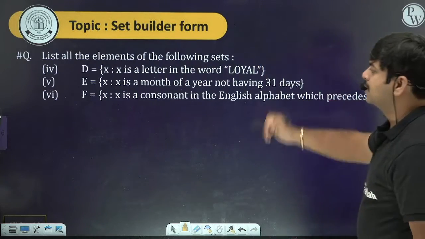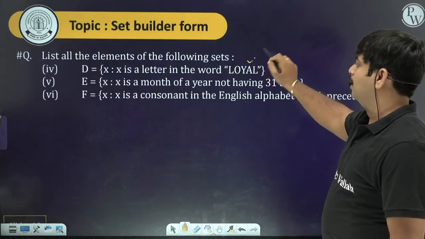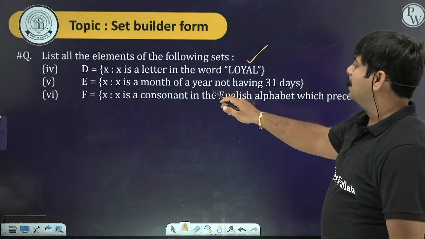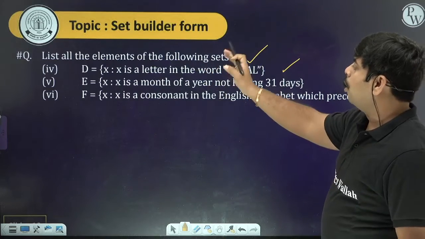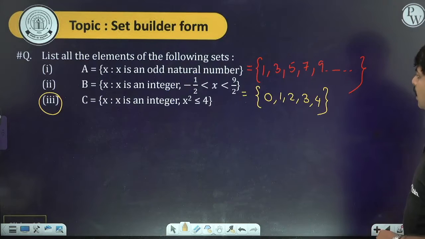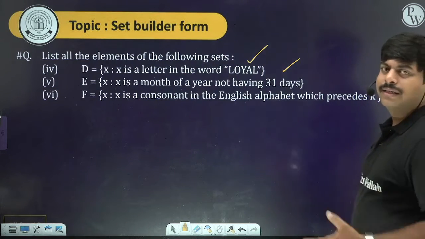So few more questions as your homework, people. X is a letter of the word loyal. The same. X is a letter, okay? And X is a month of the year not having 31 days. List all the elements. Just list all the elements. Okay, we are writing a list only. So listing in the sense it is in the roster form.